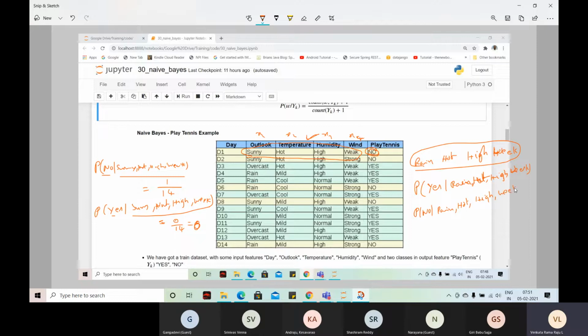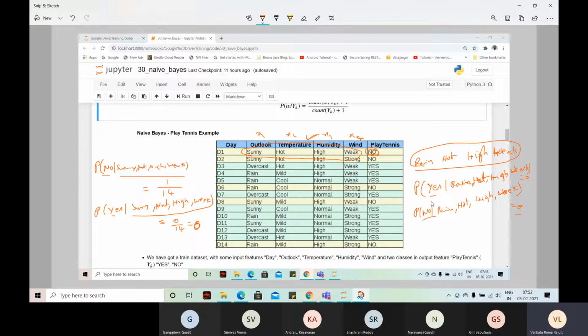Can I predict this one? If the combination is not there, we cannot predict. Yeah, it is 0. This one is also 0. This one is also 0. Right? Most probably they'll not. We don't know whether they play or not play. Right? So this is the problem with the probability.